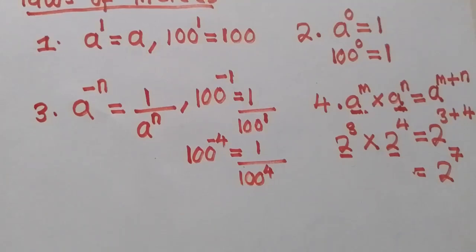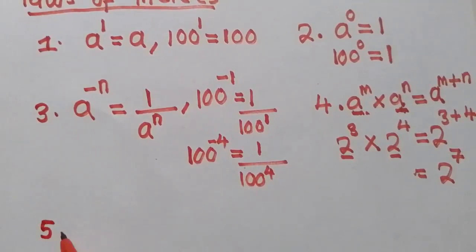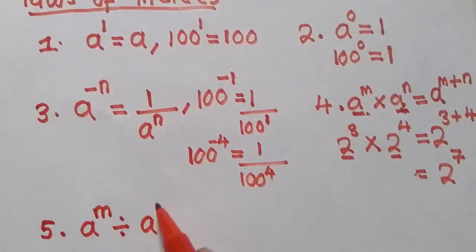Hope you are able to understand. Let's go to number 5. The number 5 one is where you've have a to the power m, then here there is division, a to the power n, like this.